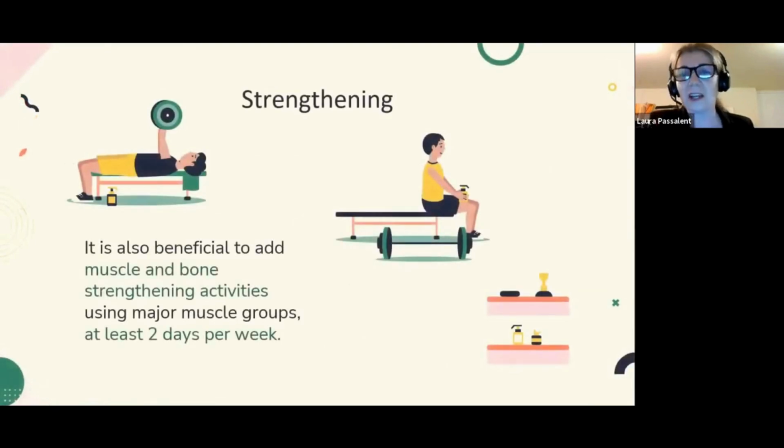Now, something that we often forget that is a part of physical activity, and is also part of the Canadian guidelines, is the importance of strengthening. It's really important to add muscle and bone strengthening activities using major muscle groups at least 2 days a week. And we'll give some examples of that towards the end of this presentation.